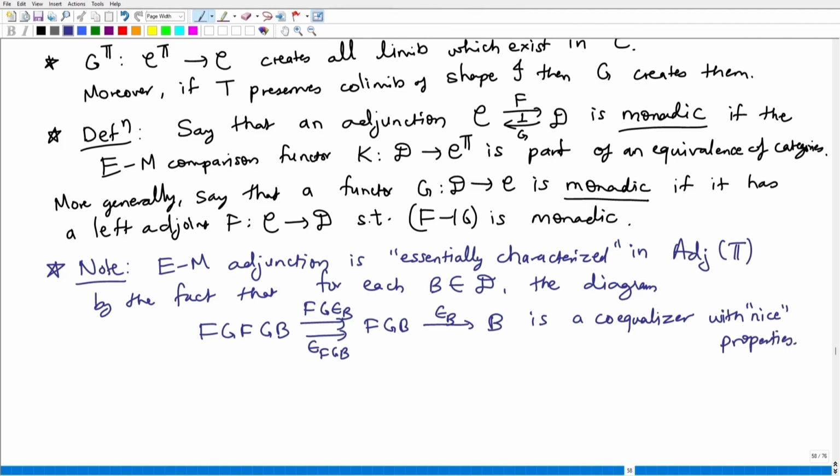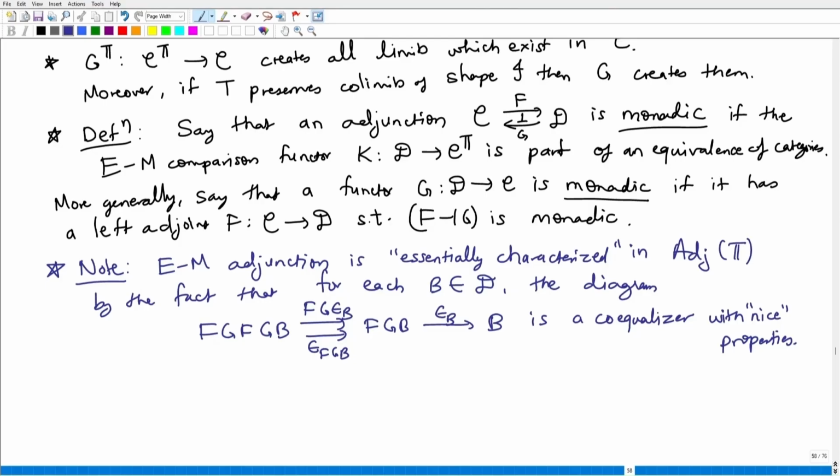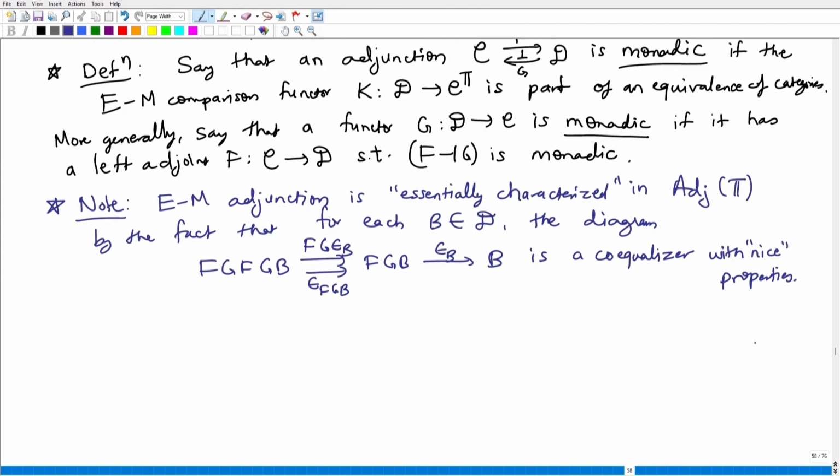You can understand it is actually a commutative square. We have FG epsilon B, then epsilon sub FGB, then epsilon sub B, epsilon sub B. And why does this thing commute? Because epsilon is a natural transformation. This square commutes because epsilon is a natural transformation. That's all. But it is a co-equalizer with nice properties. So we have to know what these nice properties are. Then perhaps we can use this to test monadicity of a given functor.